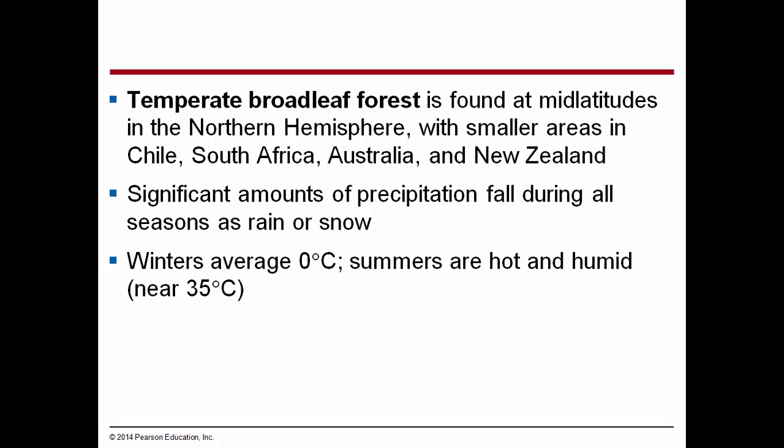Temperate broadleaf forest is found at the mid-latitudes of the northern hemisphere, with smaller areas in Chile, South Africa, Australia, and New Zealand. The temperate broadleaf forest is our native forest here in Virginia. Significant amounts of precipitation fall during the seasons, such as rain or snow, and winters average 0 degrees, and the summers are hot and humid.